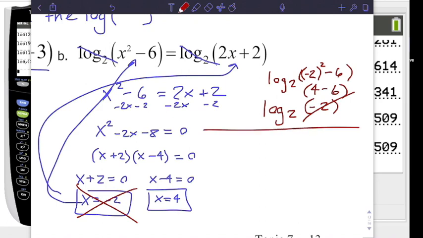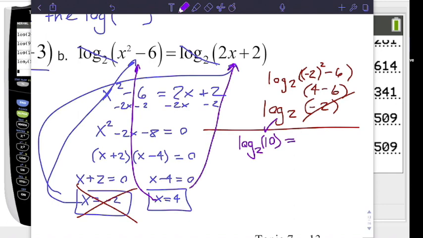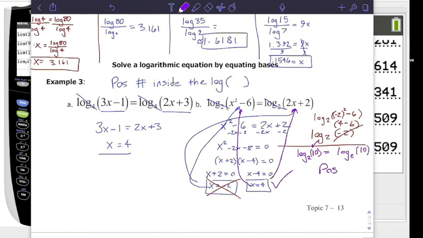Let's double check and see if 4 works. If you do 4 into there, that'll be 4 squared, that'll be 16. 16 minus 10, that'll be log base 2 of 10, which works out. Then we need to see, can we plug that into the other log? 2 times 4 is 8. 8 plus 2 is 10. So this we can do since they're both positive. So that one does work. So only 4 works in this context.